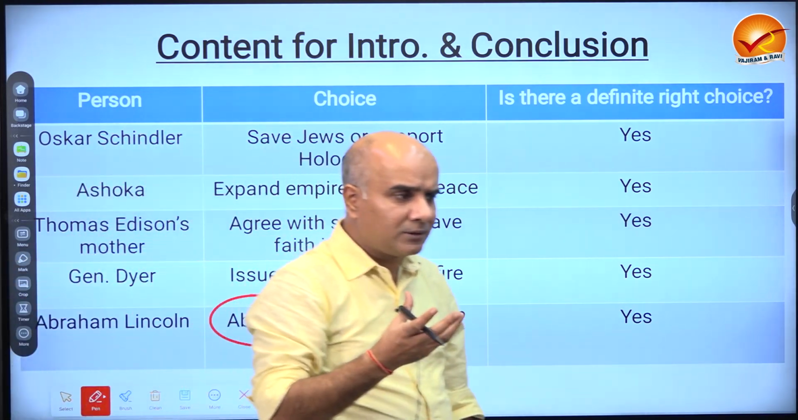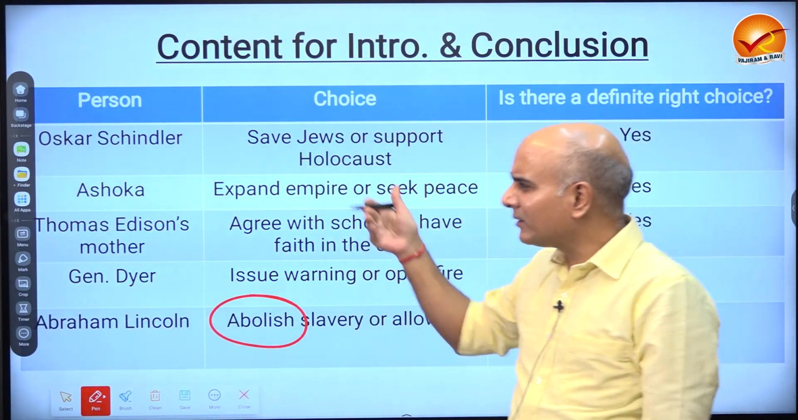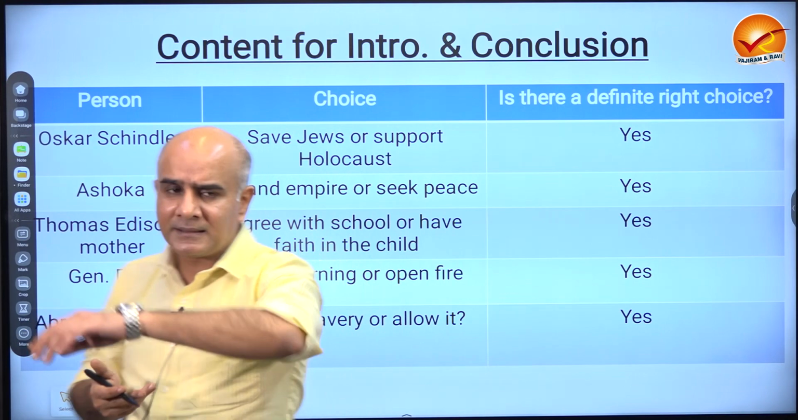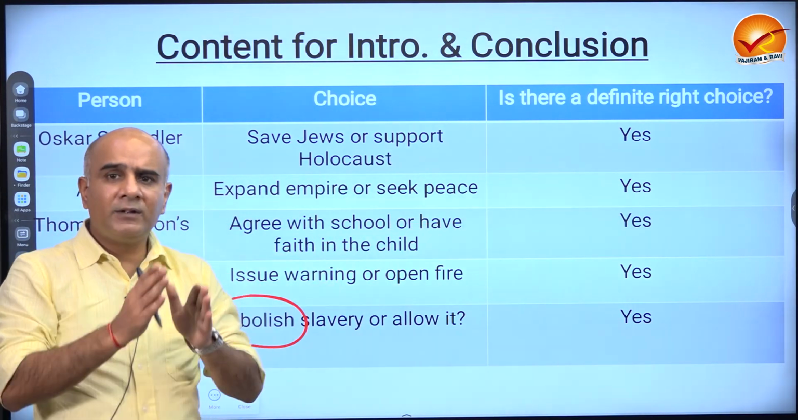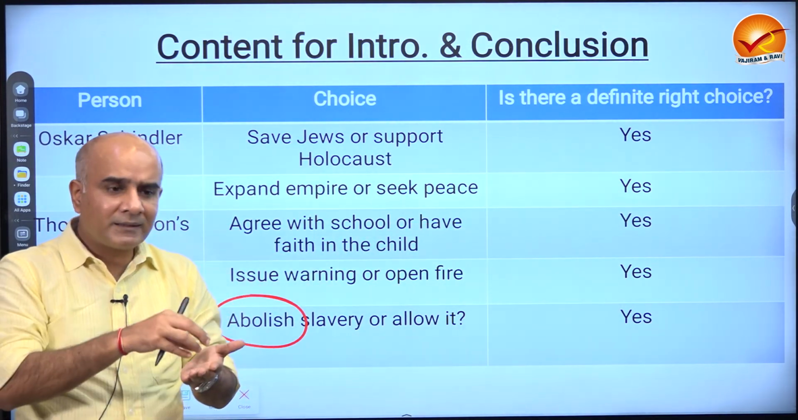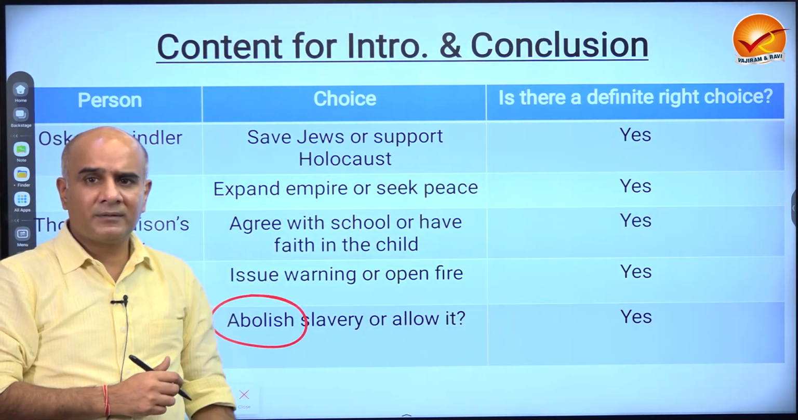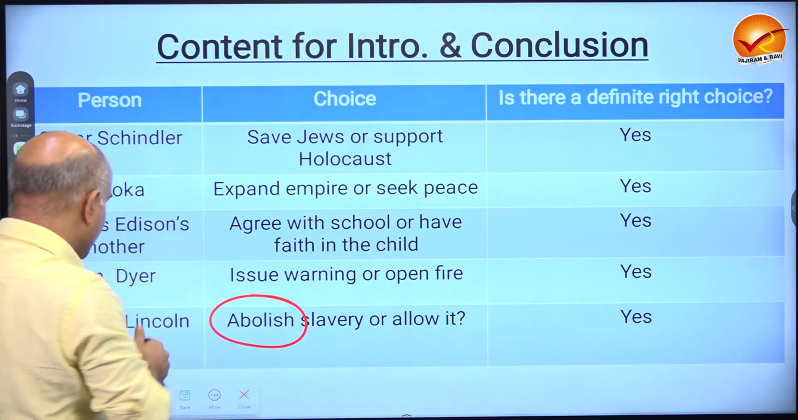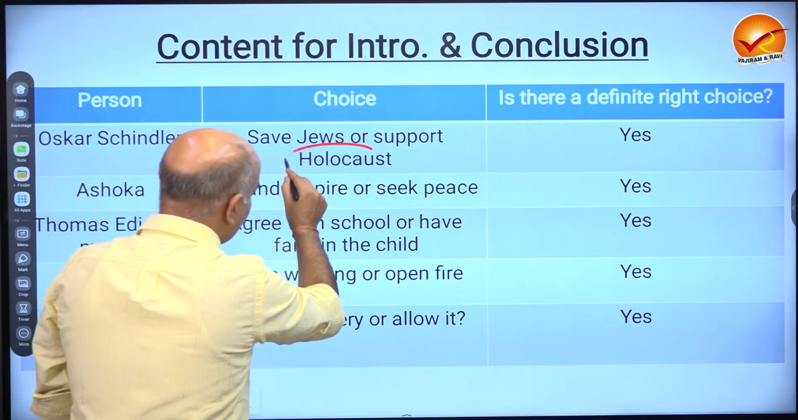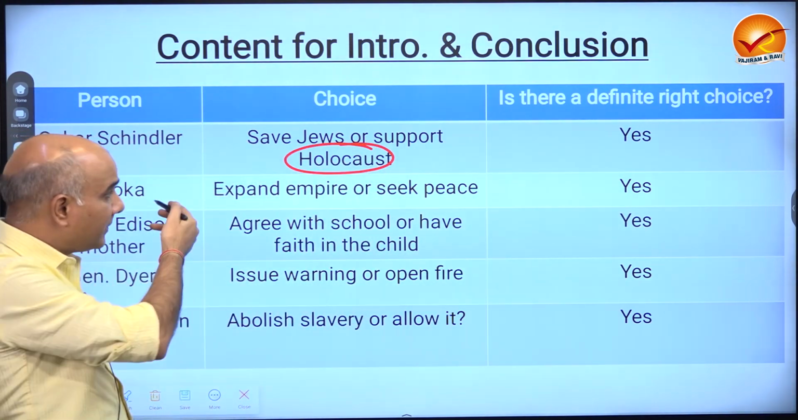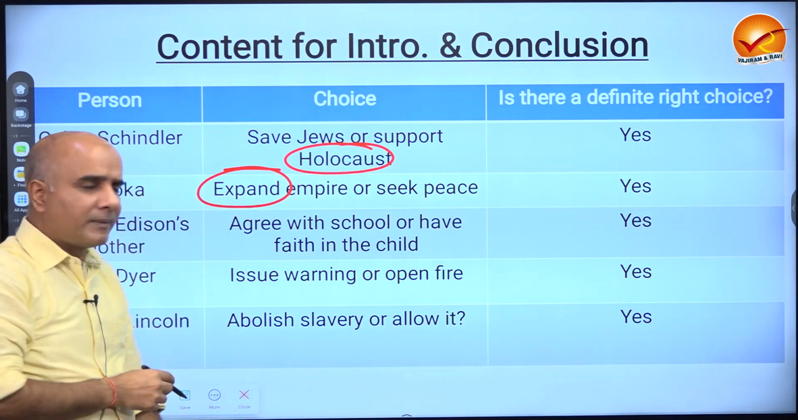Now here students have a legitimate doubt, or sometimes they don't think adequately. They say, "Sir, all of them are yes. Can we also have some examples where there is a wrong choice?" Well, all that you have to do is reverse these five. If I look at, for example, Oskar Schindler, what would have been a wrong choice? To support the Holocaust. What would have been the wrong choice for Ashoka? To only expand his empire.